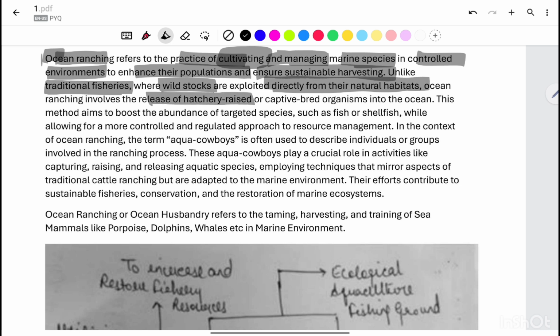Here we are releasing hatchery-raised or captive-bred organisms into the oceans. The method is to boost the abundance of targeted species such as fish or shellfish, while allowing a more controlled and regulated approach to resource management.